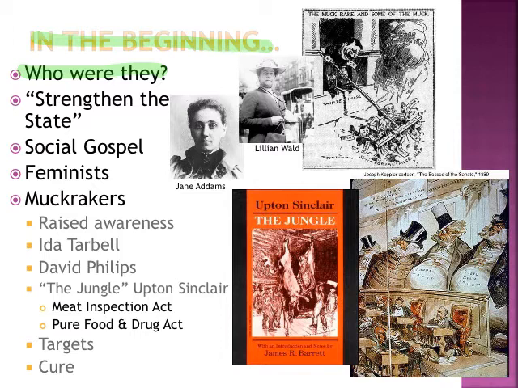Reform is change, so a reformer is somebody who wants to change something. The progressive reformers really can be summed up in 4 different descriptions. Not every progressive reformer meets all 4 of these, but they'll meet most of them. Number 1, first of all, progressive reformers are typically middle to upper class citizens. Now, these are people trying to help the lower class.